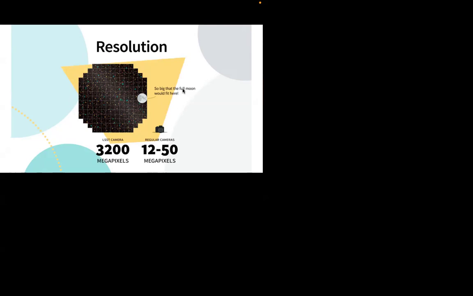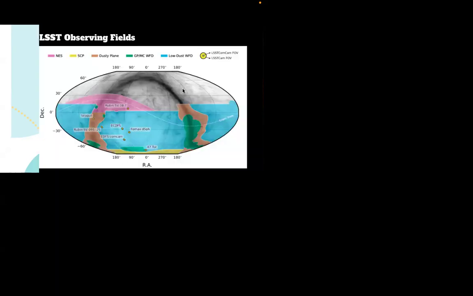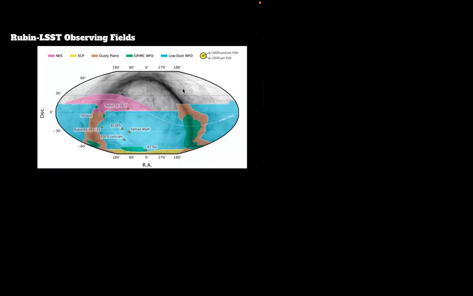So if you want to detect anything that is faint and you don't know the position correctly, you have to use Rubin-LSST. And the resolution of this camera is 3.2 gigapixels, compared to 2 to 50 megapixels for regular cameras. So now this is the RA-Dec map of our sky.